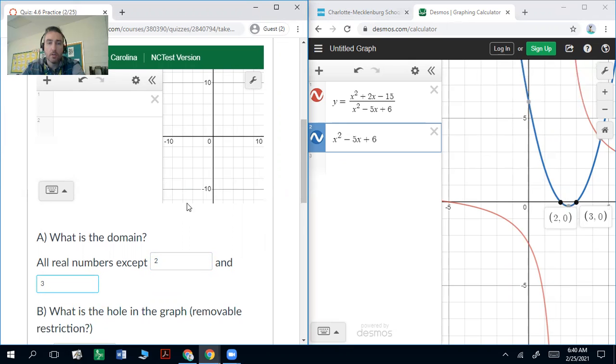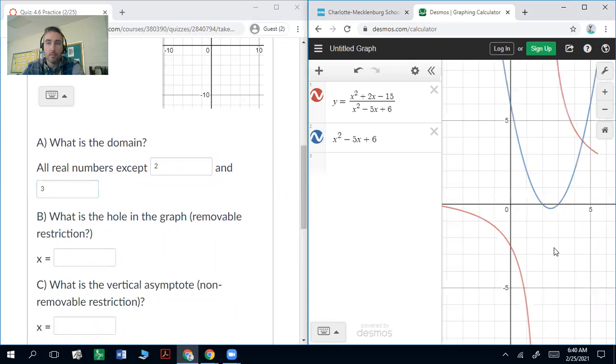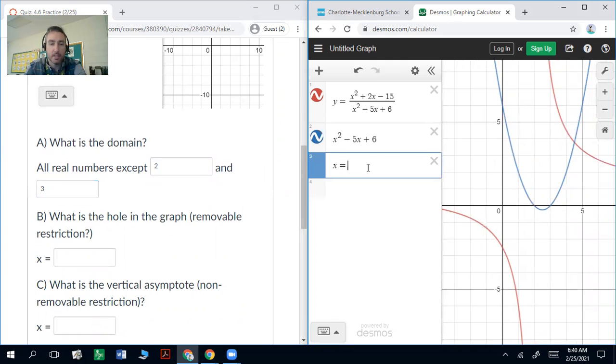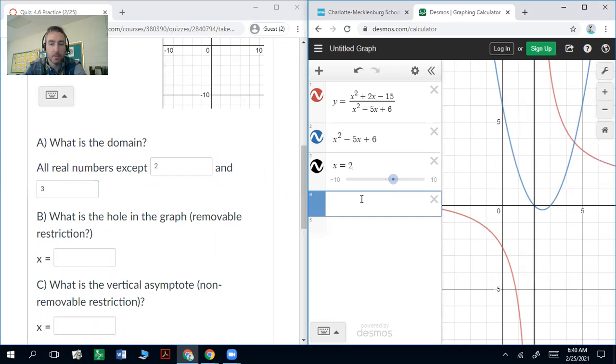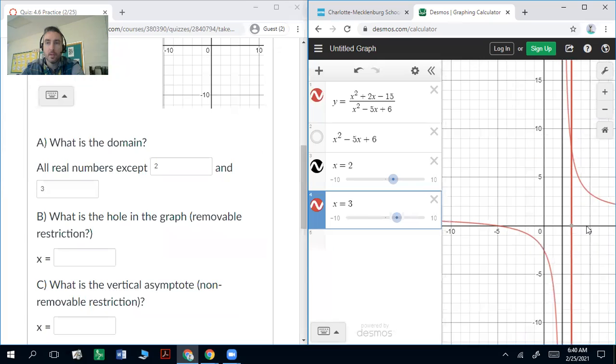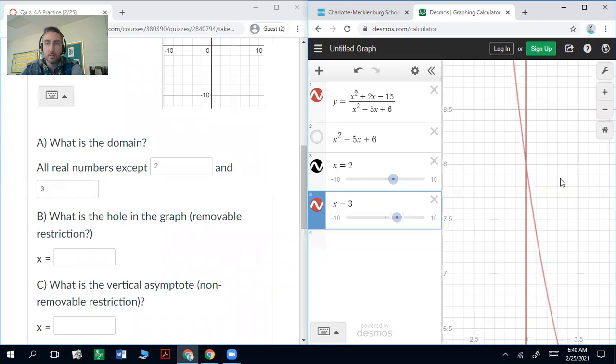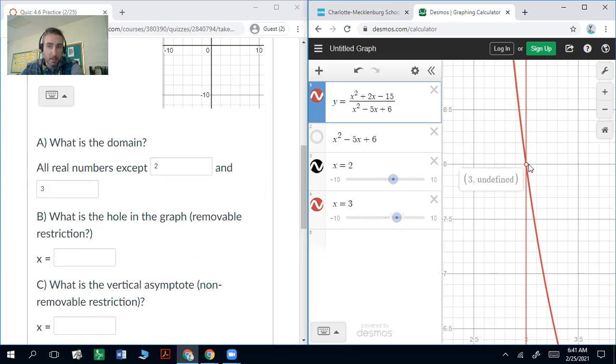Now the question says, what is the hole in the graph, the removable one? So the removable restriction, if you type in like x equals 2 versus x equals 3. Let me hide this here for a minute. The removable one is the one that actually would look like it hits the graph. But you can see here on this graph, when I go to 3, of course, now it's not letting me do it. There it is. It says undefined. So 3 is the removable one. That's the hole in the graph.